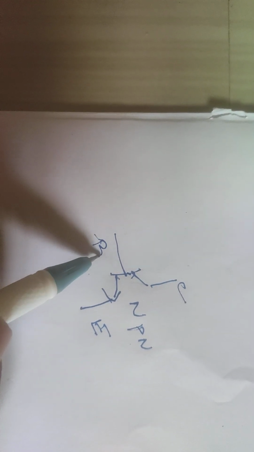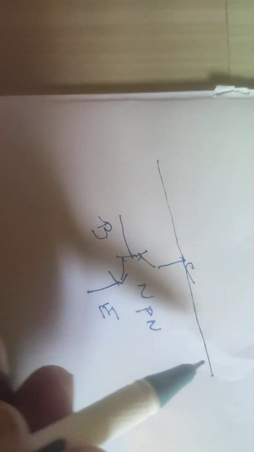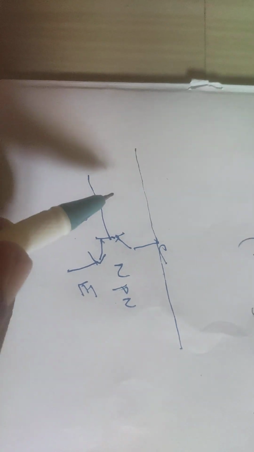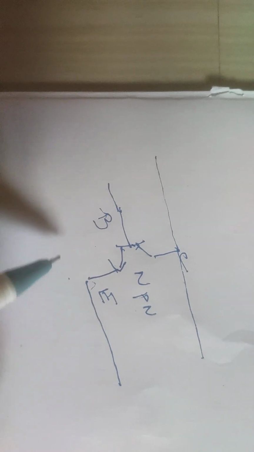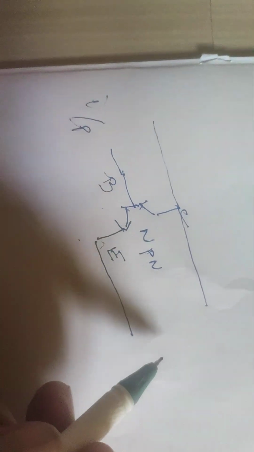This is a BJT. This is an NPN transistor. Arrow is outside, then NPN transistor. This is collector, this is emitter, this is base. Collector is common for input and output. So, collector is a common terminal for the input port as well as the output port. In common collector, base is the input terminal, emitter is the output terminal. So, this is the input, this is the output.